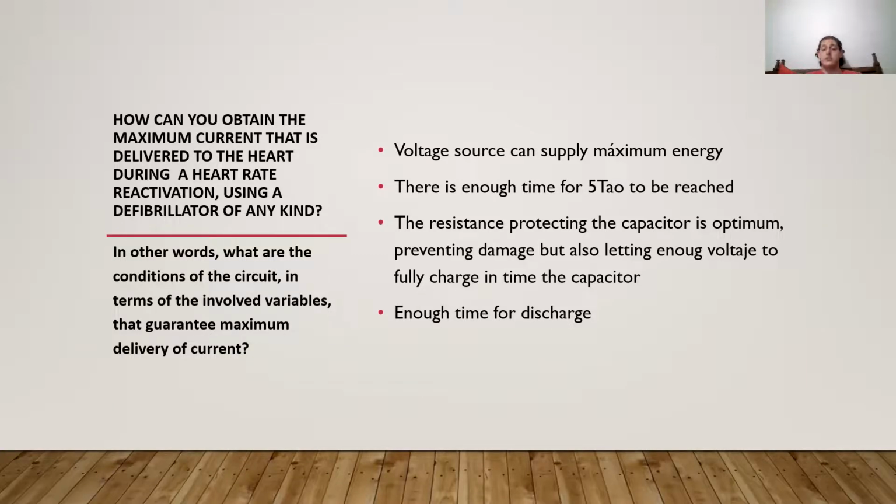So we have to have a voltage source that can supply the maximum energy to the system. We have to have enough time for 5 tau to be reached, or a 5 tau small enough or optimum enough for us to take the time necessary to charge at maximum. And an optimum resistance protecting the capacitor, which is also involved in tau, to prevent damage to the capacitor, but also letting enough current to the capacitor for it to charge at full capacity, and also enough time for discharge in order to pass all the current to the body.